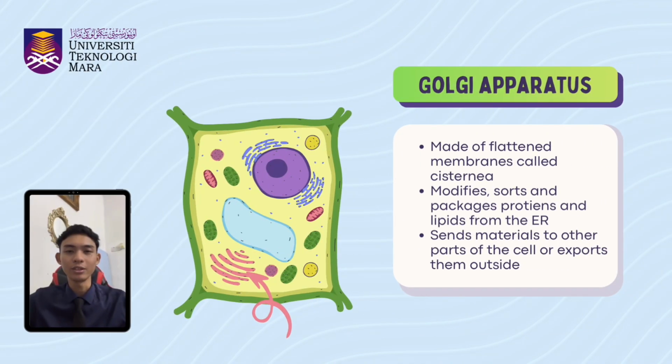Now we move to the Golgi apparatus slide. The Golgi apparatus consists of flattened membranes called cisternae. It modifies and packages proteins and lipids from the ER and sends them out to other parts of the cell or outside the cell.